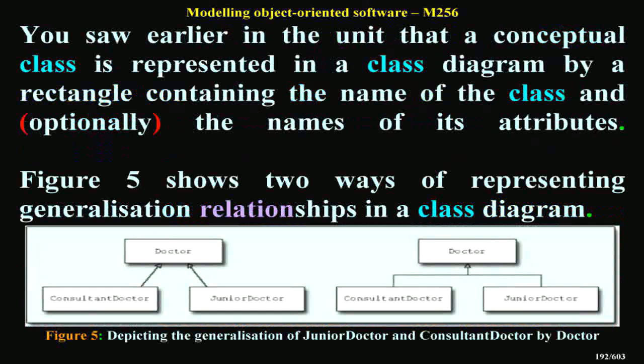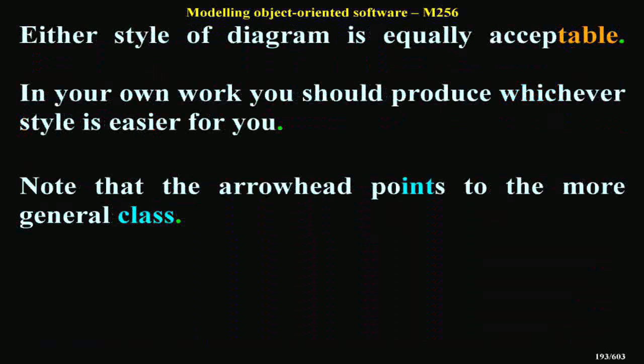You saw earlier in the unit that a conceptual class is represented in a class diagram by a rectangle containing the name of the class and optionally the names of its attributes. Figure 5 shows two ways of representing generalization relationships in a class diagram, depicting the generalization of junior doctor and consultant doctor by doctor. Either style of diagram is equally acceptable. In your own work you should produce whichever style is easier for you.